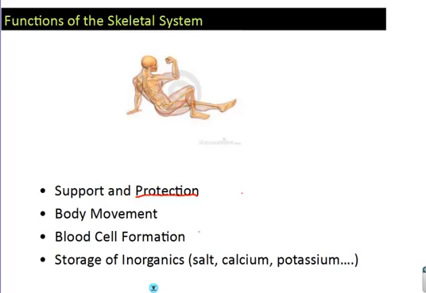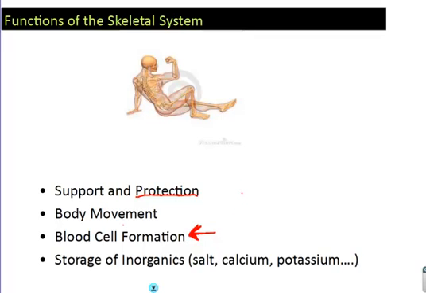A third function is blood cell formation. This is another really important function, and this is going to happen in the bone marrow of your bones. And you can make a lot of your red blood cells in there as well as various white blood cells.